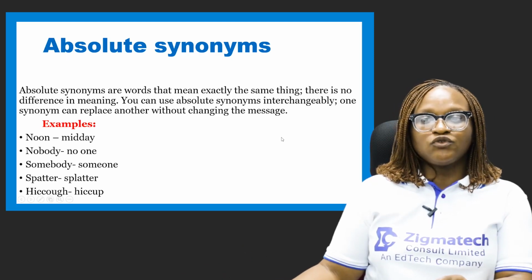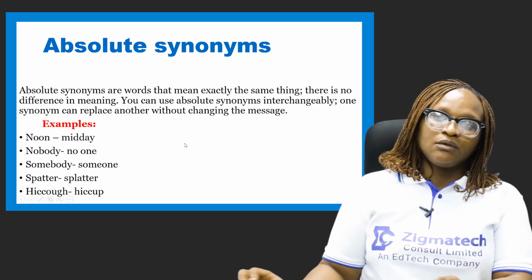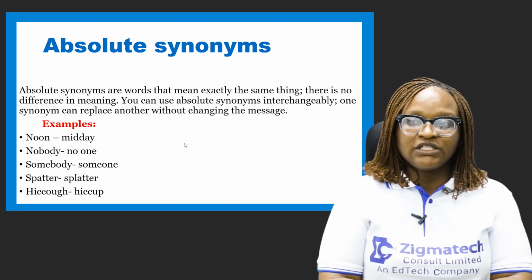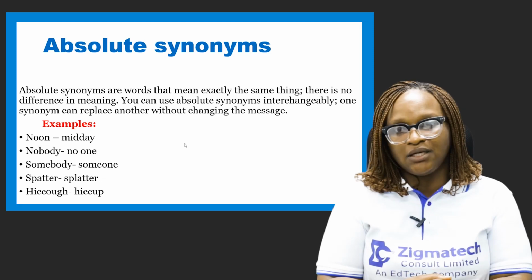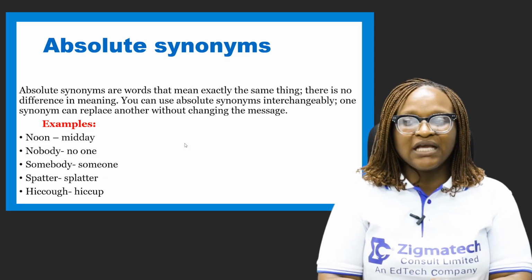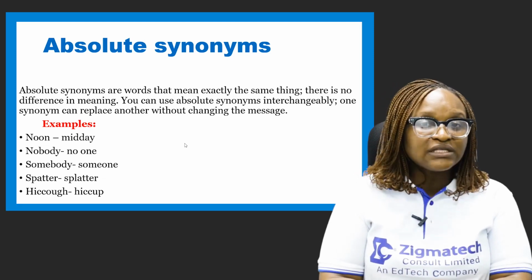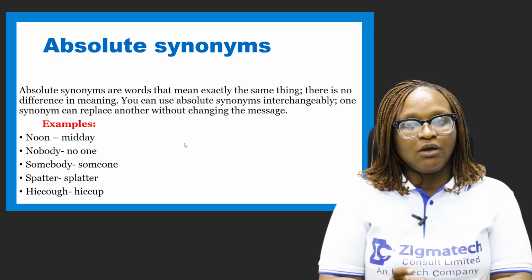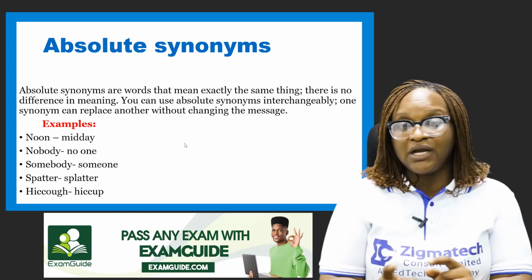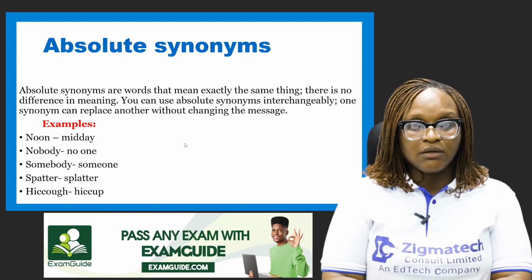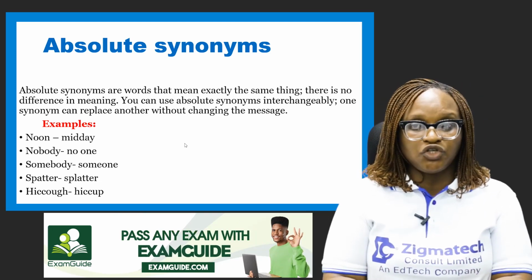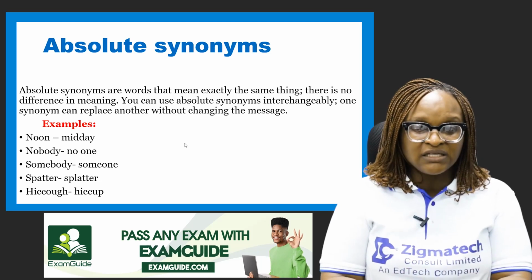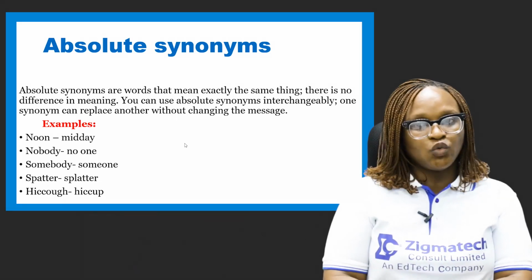When we talk about the word absolute, we mean total. Absolute means complete synonyms. So absolute synonyms are words that mean exactly the same thing. That's just it. There is no difference in meaning. You can use absolute synonyms interchangeably. One synonym can replace another without changing the meaning. All right? Whether in context or out of context, once you say this and you're looking for a synonym, that's what it means.